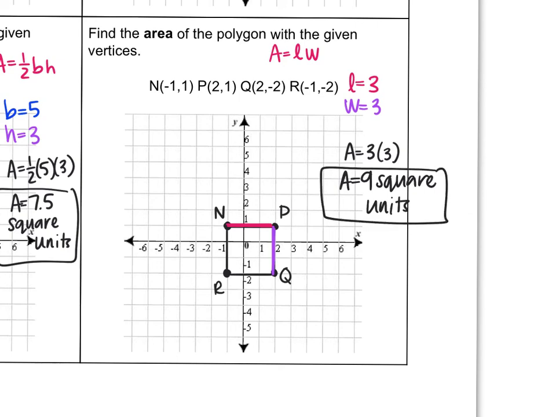So make sure you try those. If you need to, go ahead and rewatch those examples. Otherwise, that's finding perimeter and area of polygons.